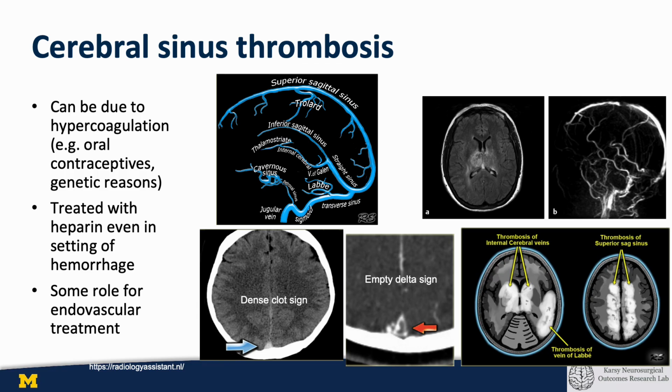An example of the sinuses is shown here, and some clinical features and imaging findings are discussed. A dense clot sign is basically a dense superior sagittal sinus, which you can see with the blue arrow. An empty delta sign is basically a CTV study where you're not getting flow of contrast in the veins.